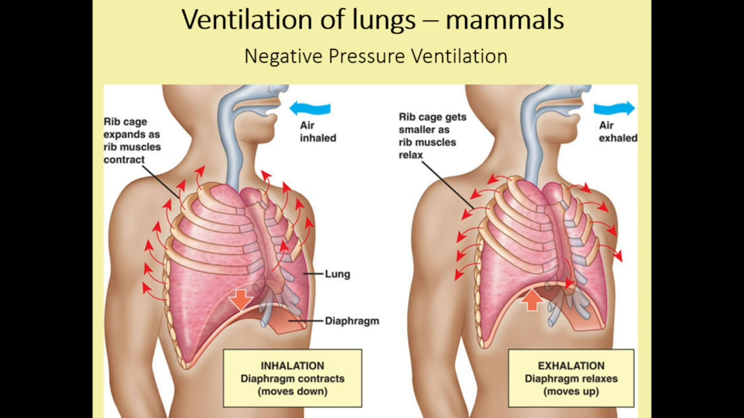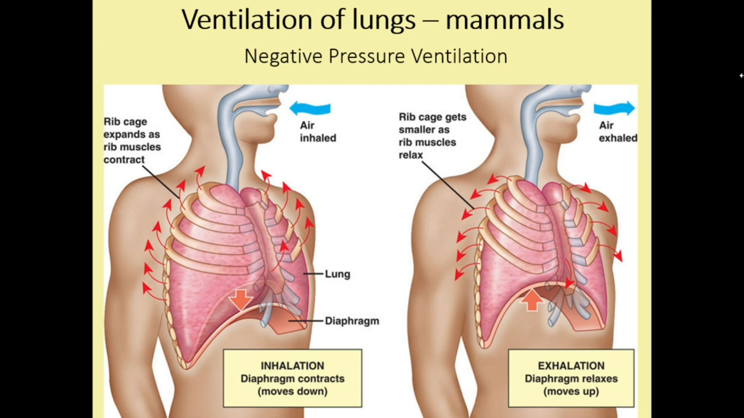And then when we exhale, we just relax those muscles. Our rib cage will then move back into its original position. Our diaphragm will move up. And what that does is squeeze the lungs. It reduces their volume, and that pushes air out. So it pushes air out of the mouth. So that is basically how we ventilate our lungs.